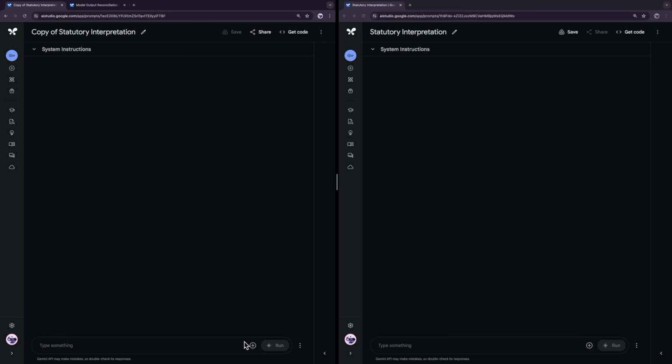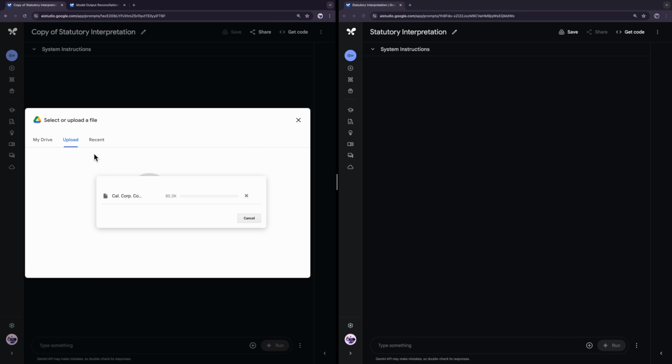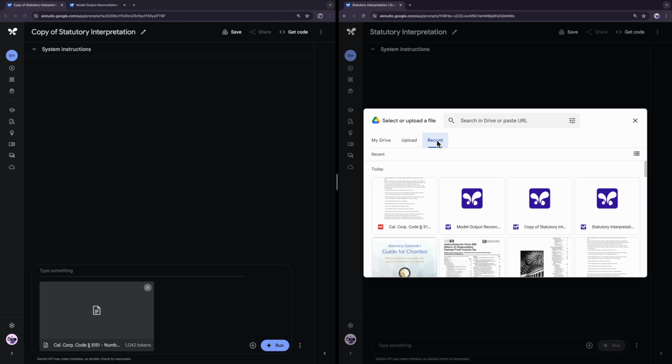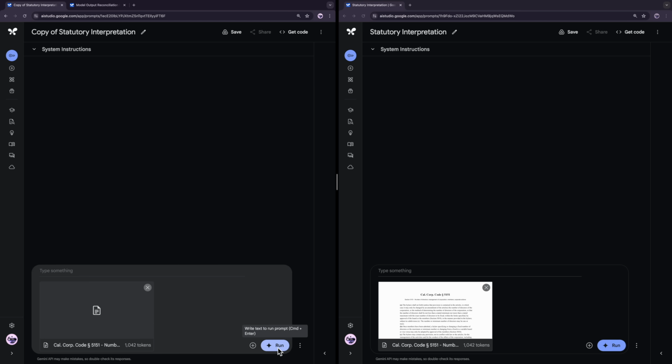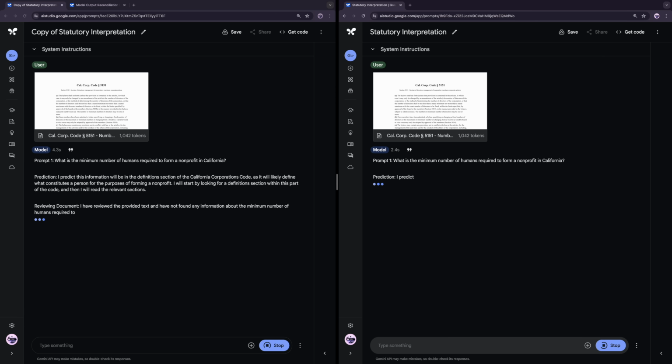This is the first demo. Okay, so here we go. We've got system instructions for two different copies of statutory interpretation models. We're going to take the California section of the corporate code. Basically, I'm trying to find out how many directors it takes to run a nonprofit, to incorporate a 501(c)(3). And so we have each model.